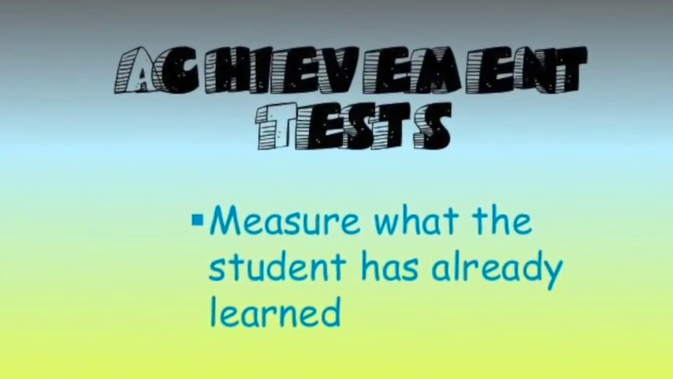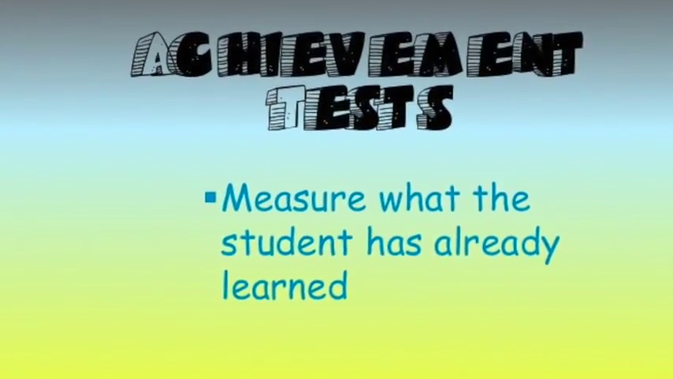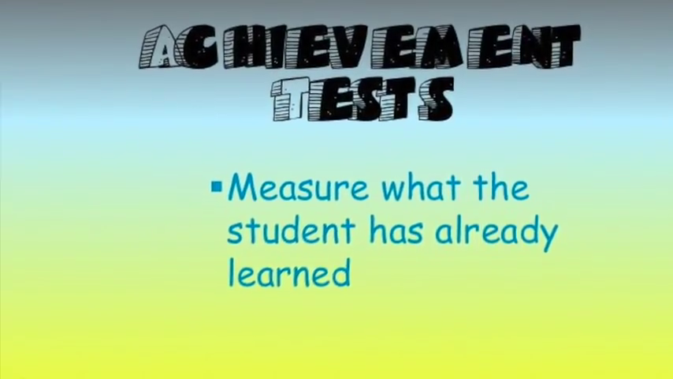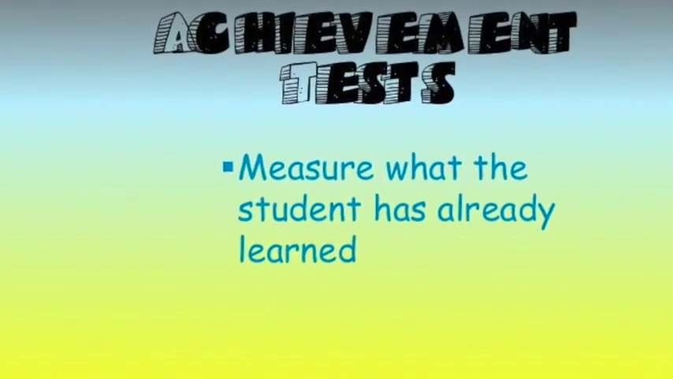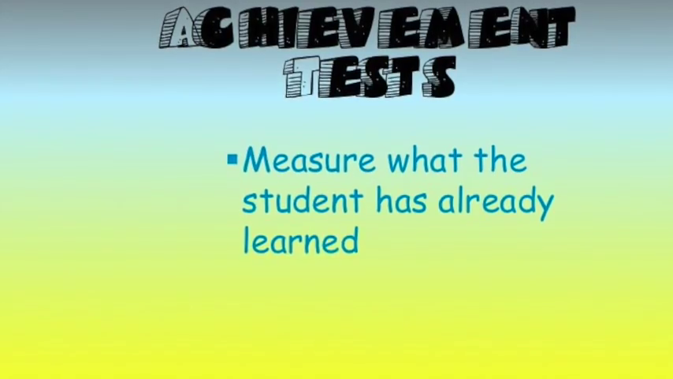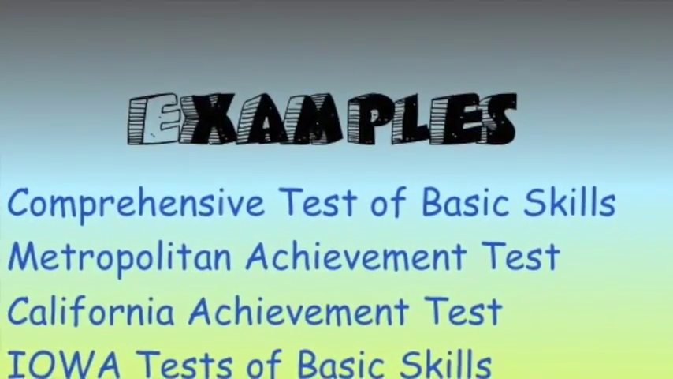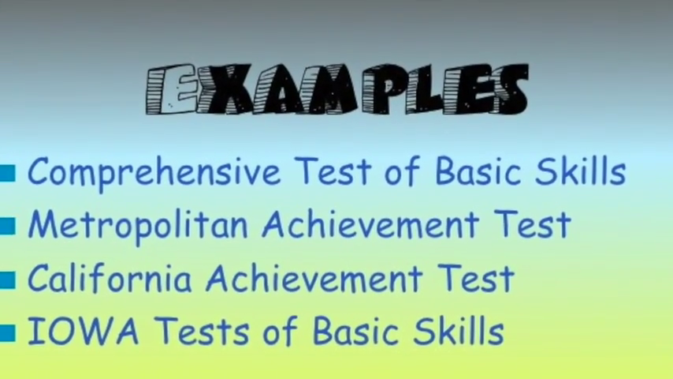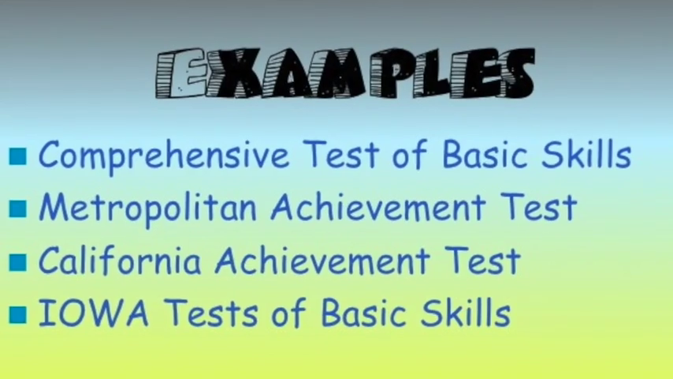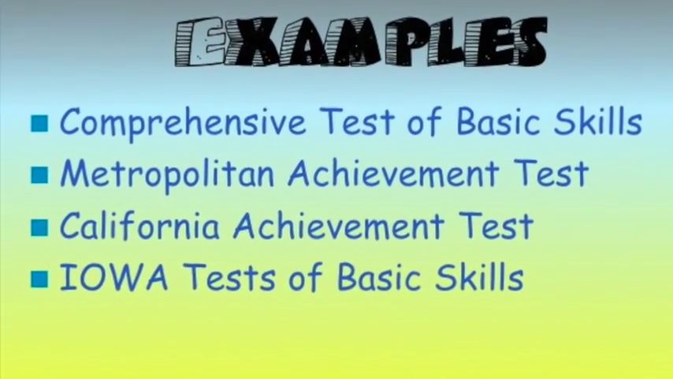In addition to these tests, there are also many achievement tests, which are your standard tests basically that measure what the student has already learned. Some of the most common types of achievement tests are the Comprehensive Test of Basic Skills, the Metropolitan Achievement Test, the California Achievement Test, and the Iowa Tests of Basic Skills.